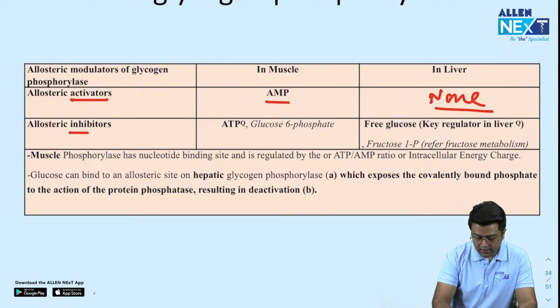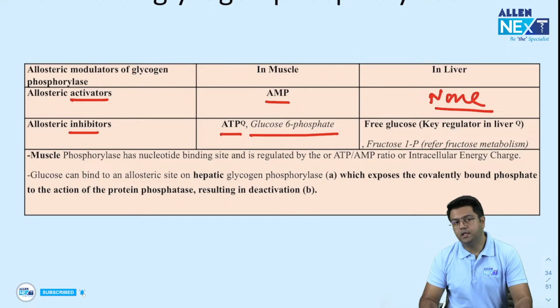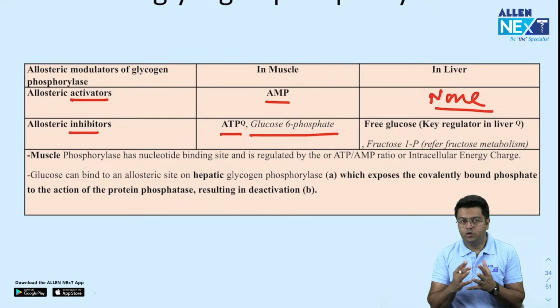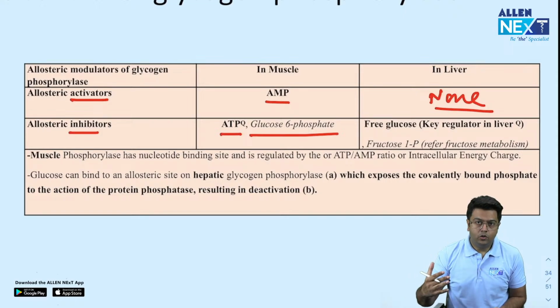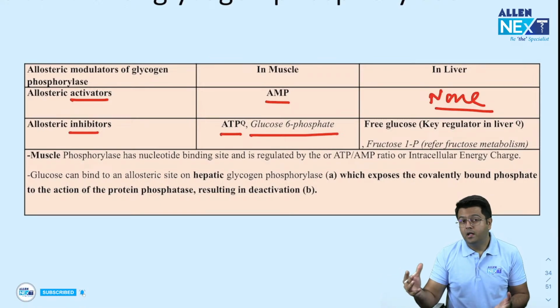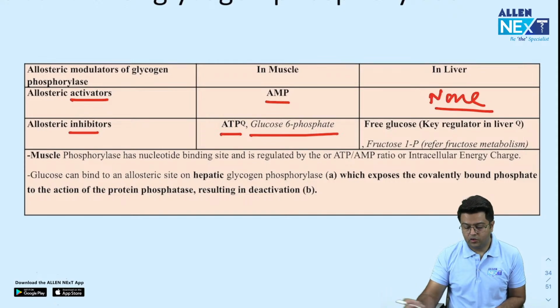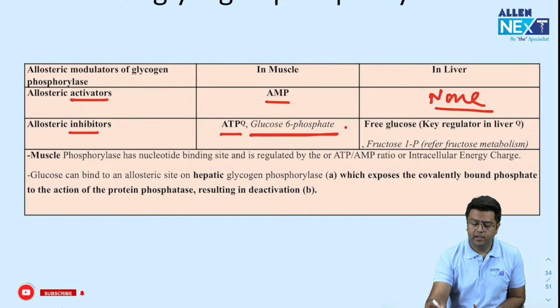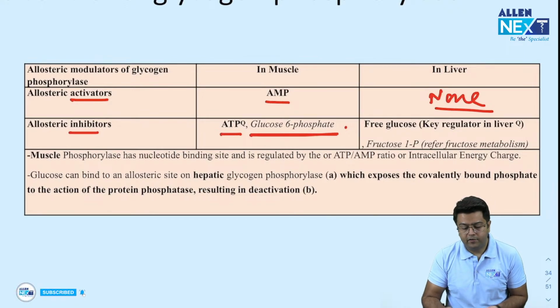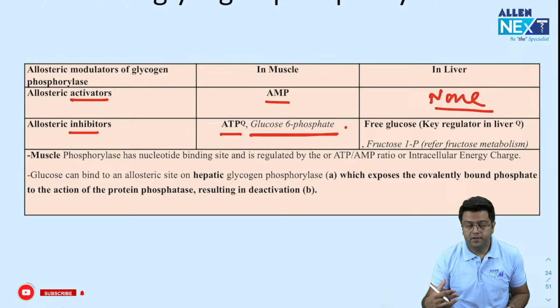Then we have allosteric inhibitors. Allosteric inhibitors are ATP, one of the options in our MCQ, and glucose 6-phosphate, one of the options in our MCQ. Because when glycogen phosphorylase breaks the glycogen, it makes glucose 6-phosphate ultimately in muscles, for example. Glucose never forms in the muscles, because muscles lack glucose 6-phosphatase. So the end product is always glucose 6-phosphate, and this will inhibit further glycogenolysis if it is in sufficient quantity.